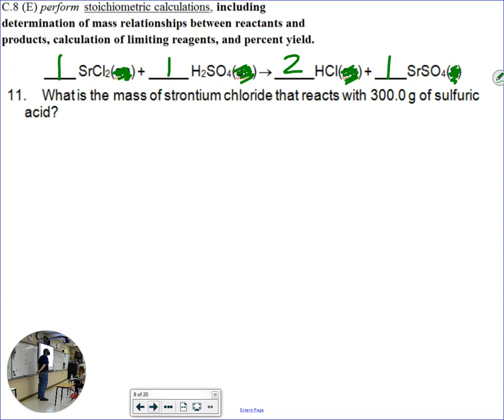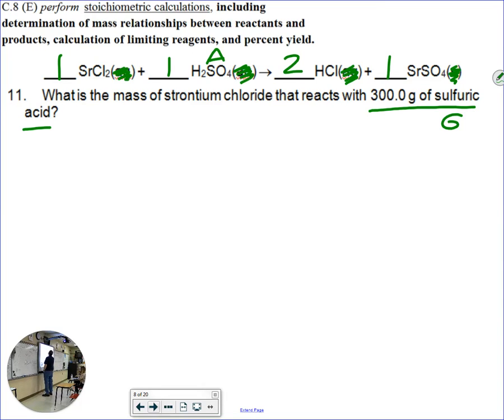What are we given? 300 grams of what? Okay, that's our given. So which one of these uses sulfuric acid? Is that one? Nope. H2SO4 starts with an H, so it's an acid. It has sulfate, so it's sulfuric acid. So that's my point A. That's where I'm starting. Now what does it want me to find?